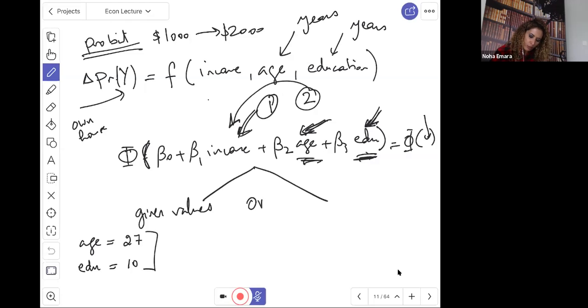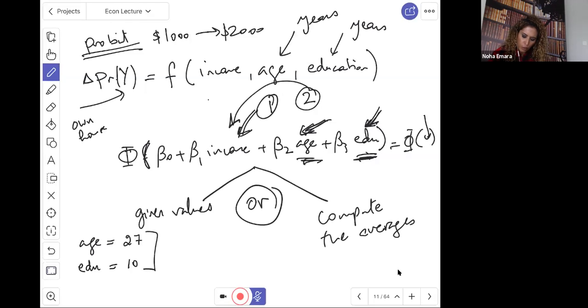What if I'm not giving you any values? You basically compute the mean or averages. So you're going to plug in here for age and education. I'm not giving you any values, so you're going to look at the data set, compute the mean or average of age. So you're going to have here age bar for the average, education bar for the average. And again, remember, all my focus is on the effect of income, and I'm holding these 2 constant at their means.